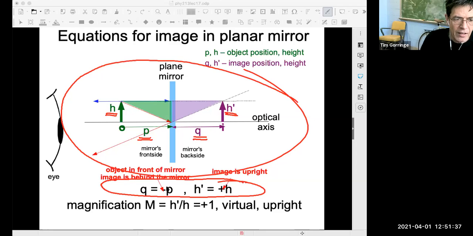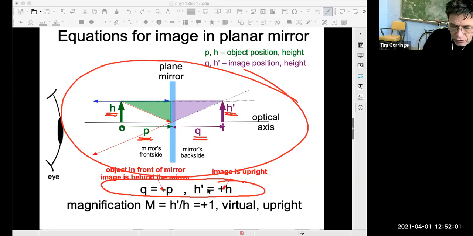And so the image is the same distance behind the mirror as the object is in front of the mirror, but its location is negative. Q is negative because it's behind the mirror. P was positive because the object was in front of the mirror. So that's one equation. And then the second equation is here.